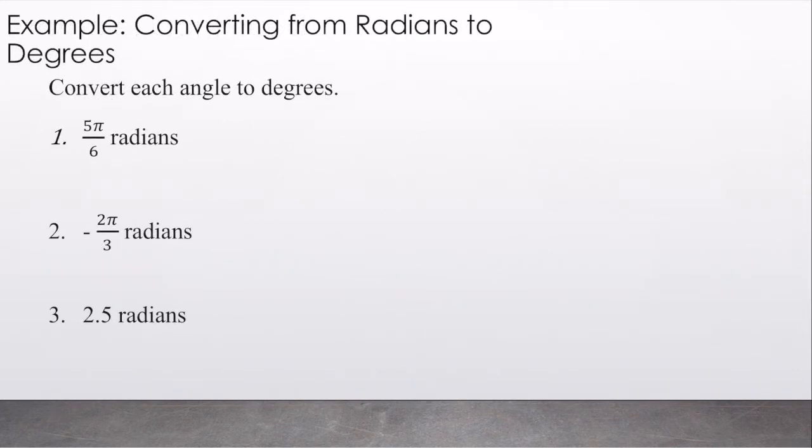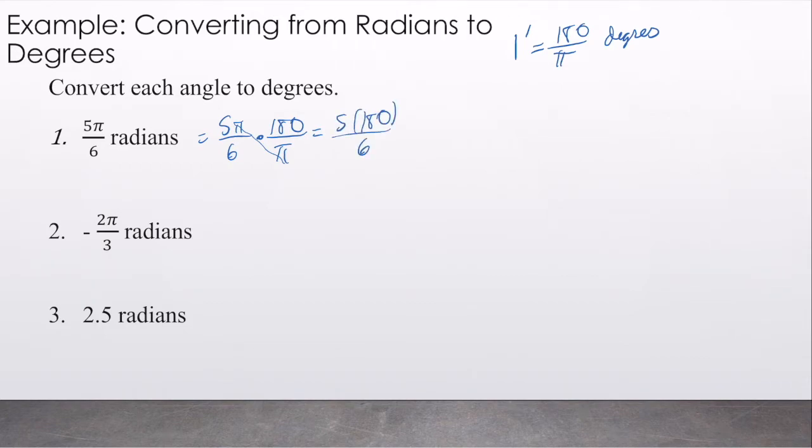Next, let's practice converting between radians to degrees. So remember that 1 radian equals 180 over pi degrees. So I'm going to take 5 pi over 6 times 180 over pi. Our pi's are going to cancel. I get 5 times 180 over 6, which gives me 150 degrees.